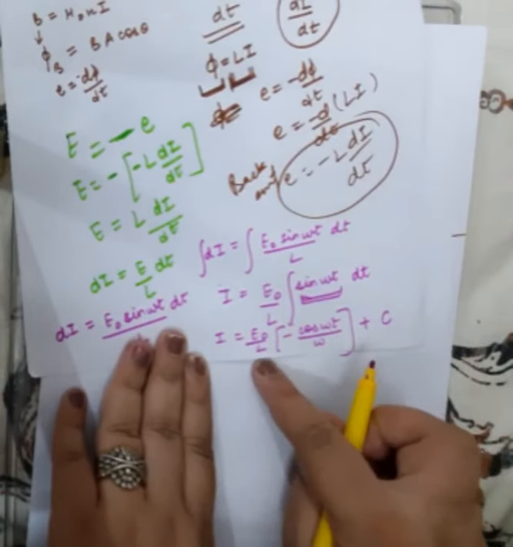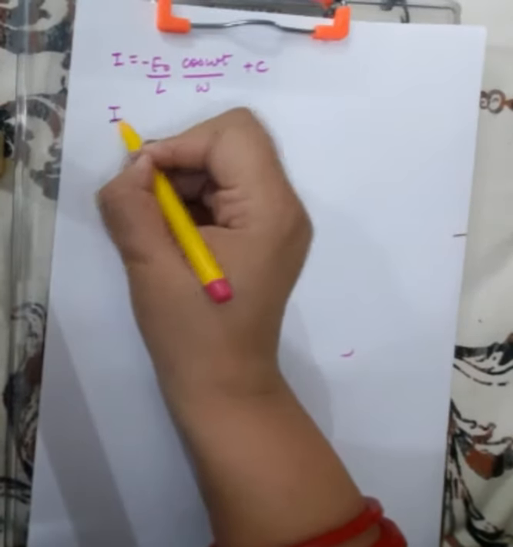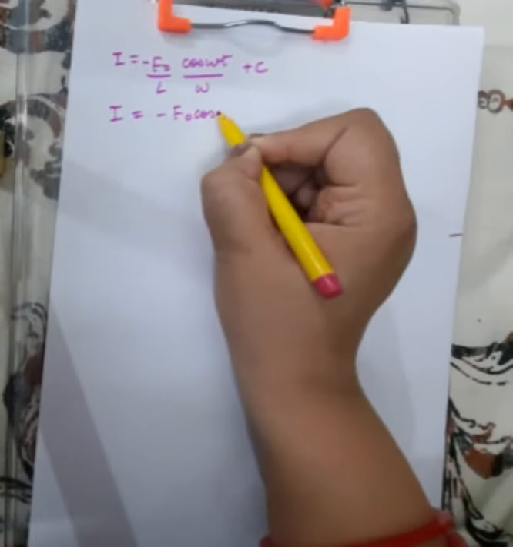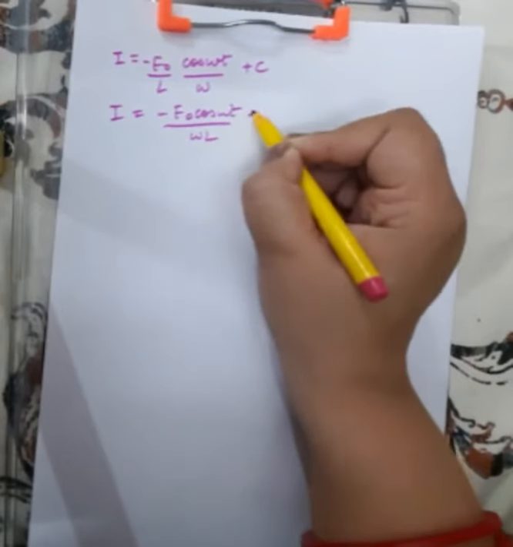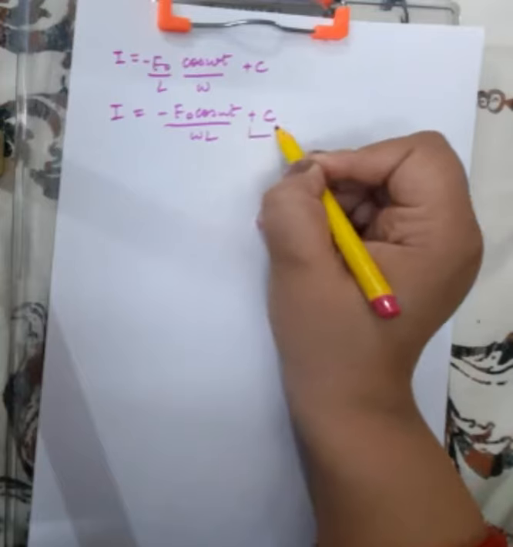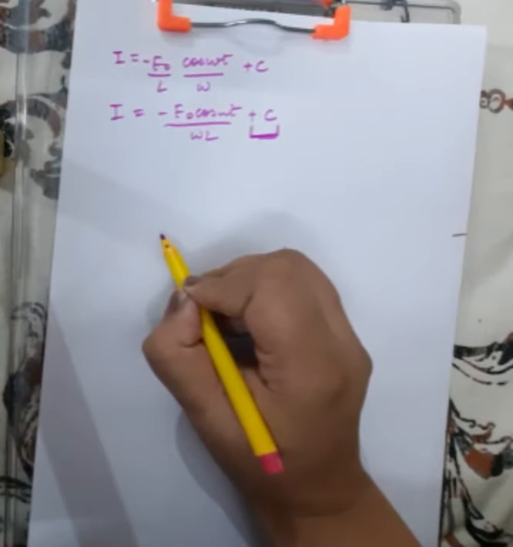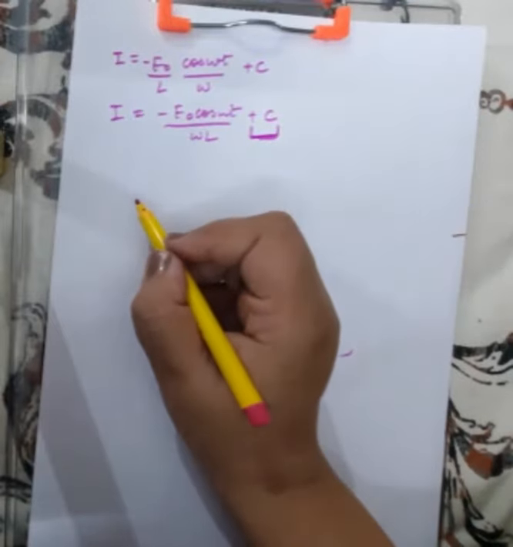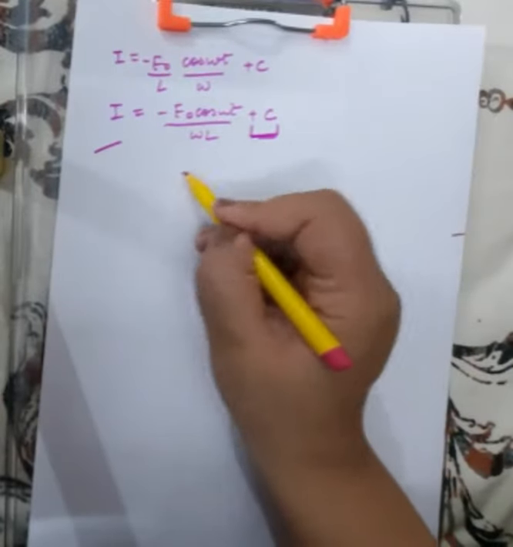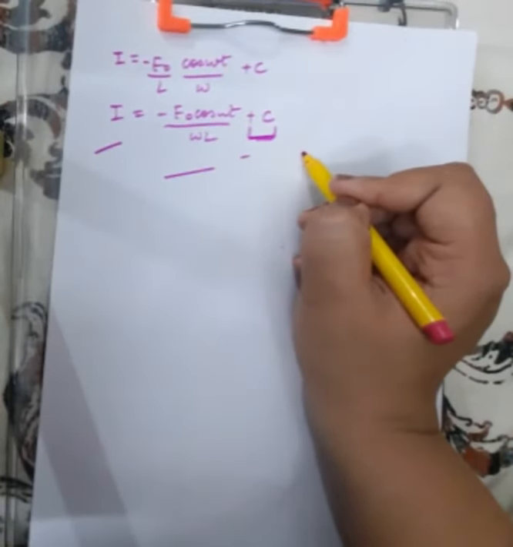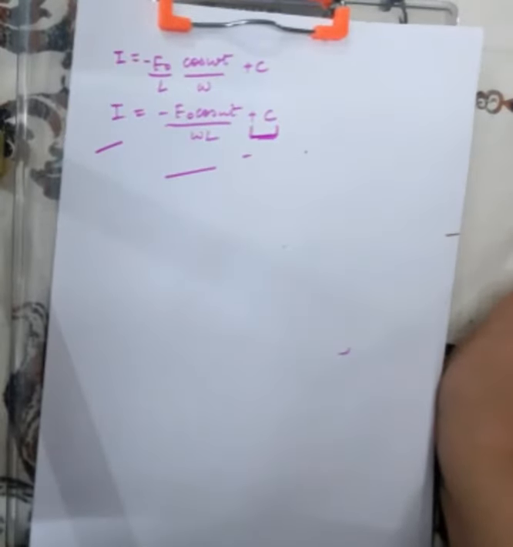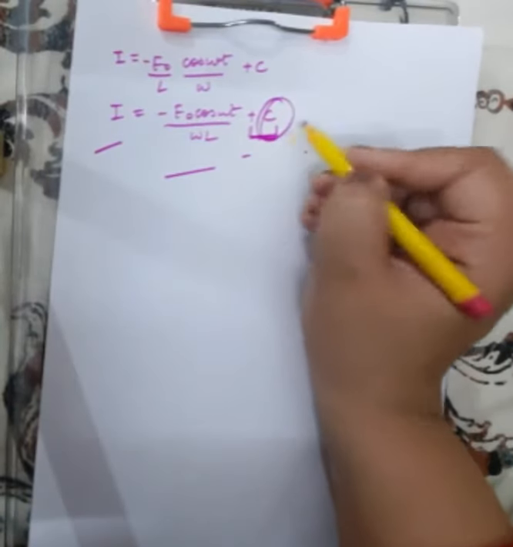And since there is no limit of integration, there is a constant also, plus C. So let me copy this equation to the next page. So this is the equation of current. Now I is equal to minus E naught cos omega t upon omega L plus C. This constant will also have the dimensions of current, because according to the addition law, only like quantities can be added. Current will be equal to current plus current, because length plus length is length, meter plus meter is meter, not kg. So this is also current.